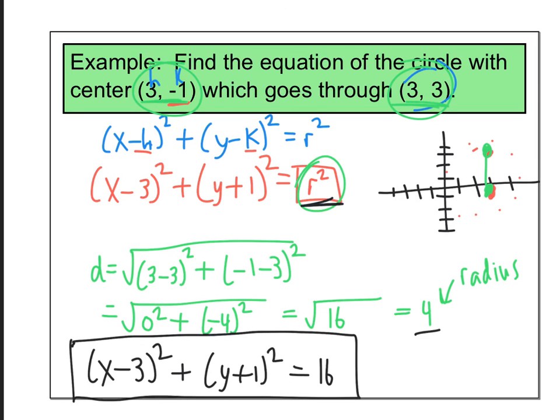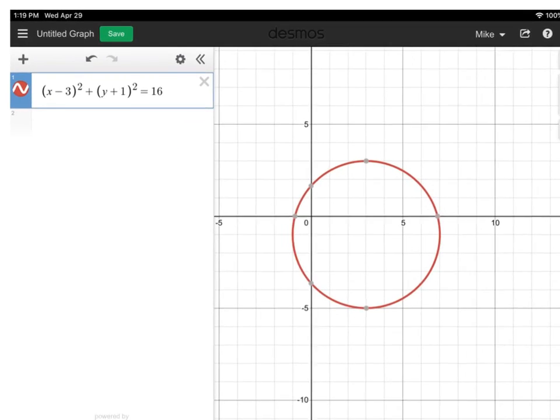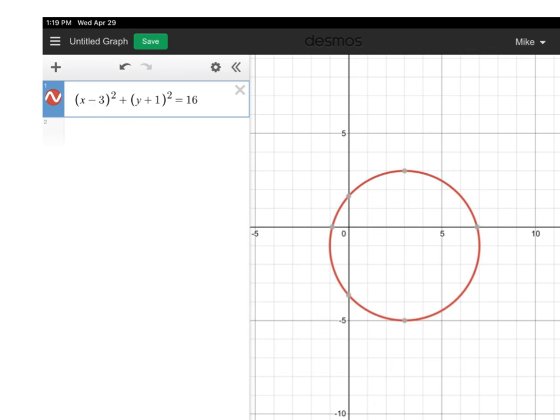And I did graph it. I'll just show you. This is a screenshot from Desmos. It just verifies that it's right. So there was the equation that we got, you can see right over here. And you can see the center is at 3, negative 1. You can just verify that that's the center of the circle. Here's the point 3, 3 that they told us was on the circle, right there.